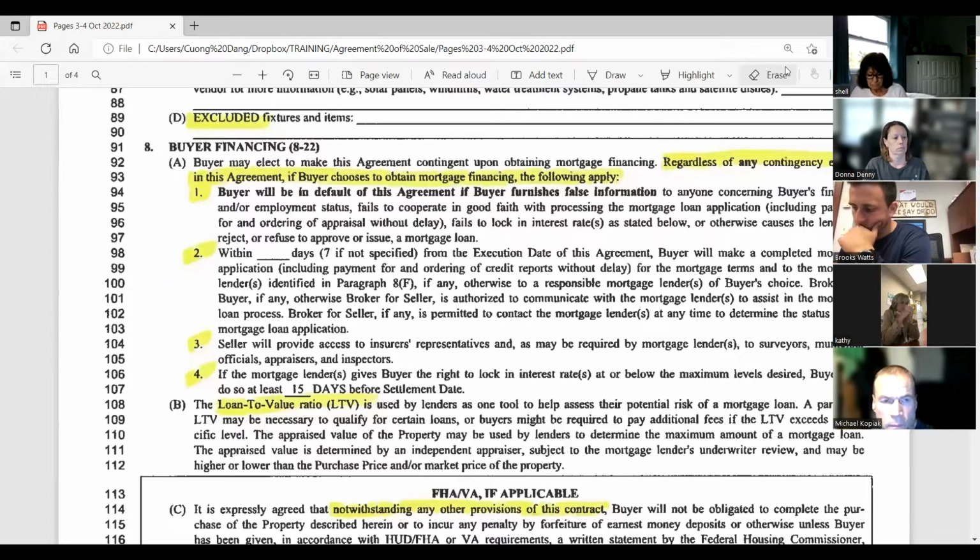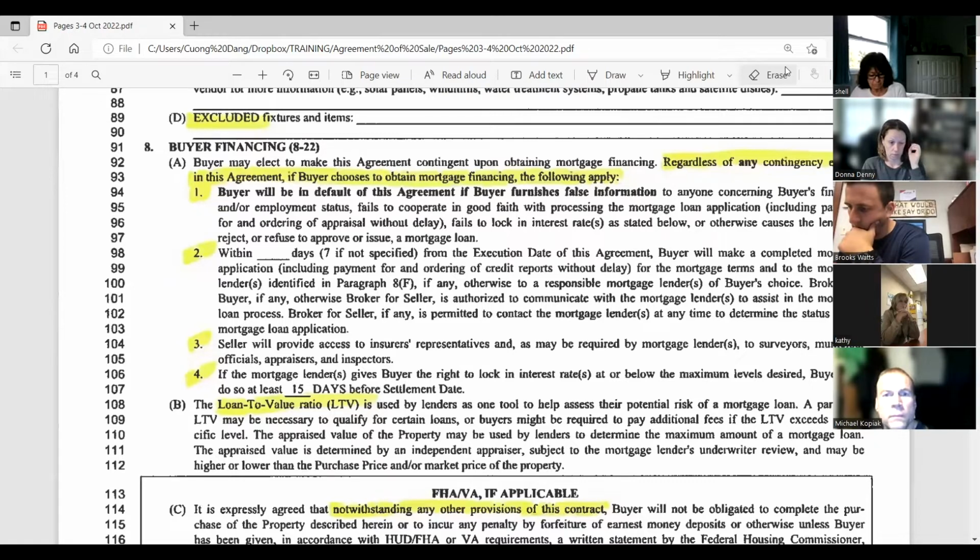3, seller will provide access to insurers, representatives, and as may be required by mortgage lenders, to surveyors, municipal officials, appraisers, and inspectors. So let's say if the mortgage contingency is waived, and the buyer's still getting a mortgage, and the seller is like, well, I'm not letting the appraiser in. You know, I thought it was cash. Now, this clearly states that it doesn't matter if it's waived or elected. If the buyer is getting a loan, the seller is going to let whoever in to inspect the property for its insurability or financing. Okay.